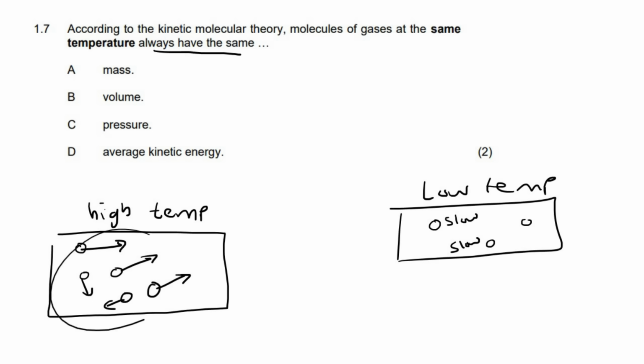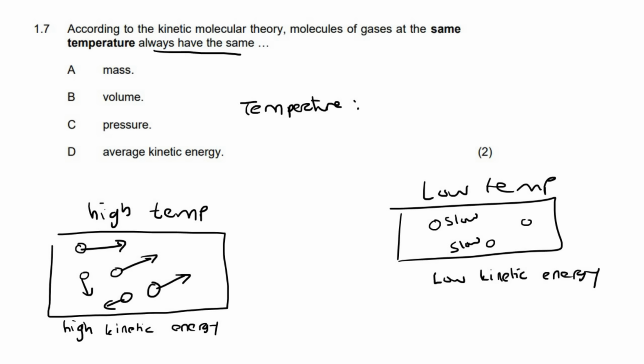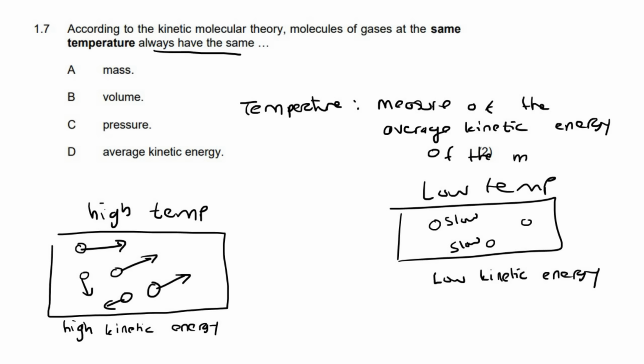So, when the molecules are moving fast, we say that they have a high kinetic energy. Kinetic energy is just movement due to the speed and the mass, but you can think of it as just the movement and the speed. And then these ones have a low kinetic energy. So, what is temperature actually? The definition of temperature is not how hot it is. It is a measure of the average kinetic energy of the molecules. So if there's high temperature, then most of the molecules have a high kinetic energy. If it's low temperature, then most of the molecules have a low kinetic energy. So this answer is going to be D.